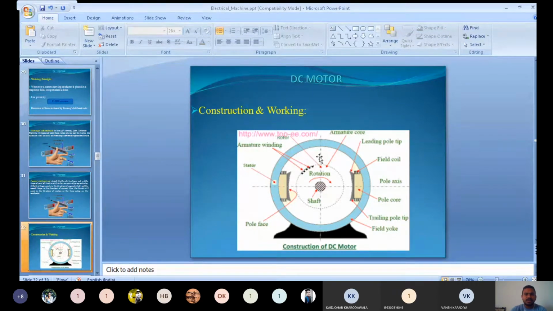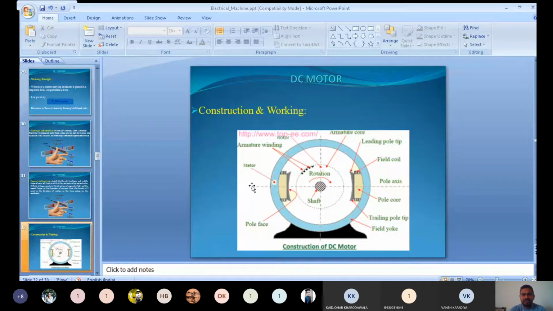So in the outer body of the armature core, slots are made. In these slots winding is wound. This winding is of copper material, and it is known as the armature winding. This armature core and armature winding are mounted on the shaft. The middle portion of the rotor is the shaft on which the armature core is mounted. So this is the basic construction of the DC motor.